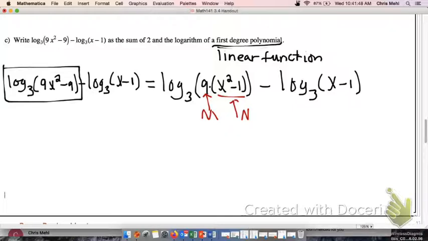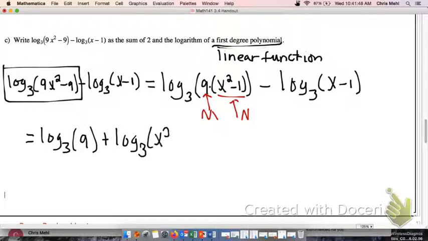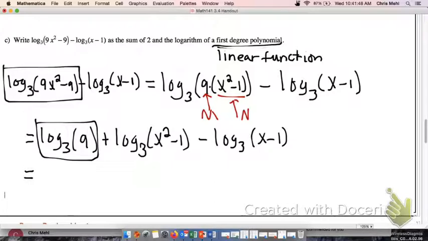This will now equal log base 3 of the first value 9. Since it's a product, you will do plus log base 3 of x squared minus 1. And I still have the minus log base 3 of x minus 1 on the back. So here's where the 2 is going to show up. This is supposed to end up being 2 plus a logarithm of a first degree polynomial. Now log base 3 of 9, when you compute a logarithm, you say, what power do I have to raise the base of 3 to get 9? Well, that would be the power 2.